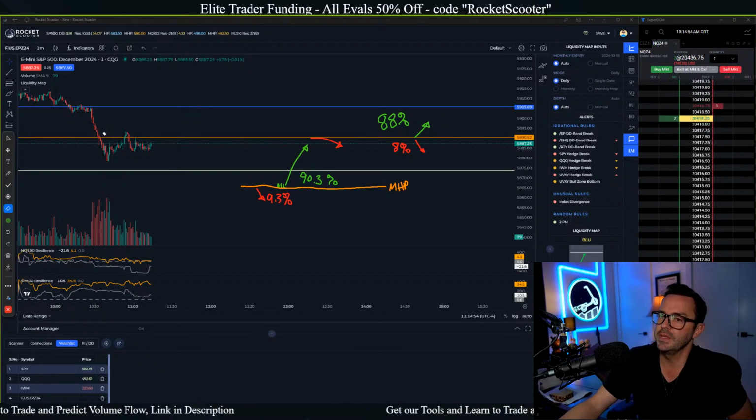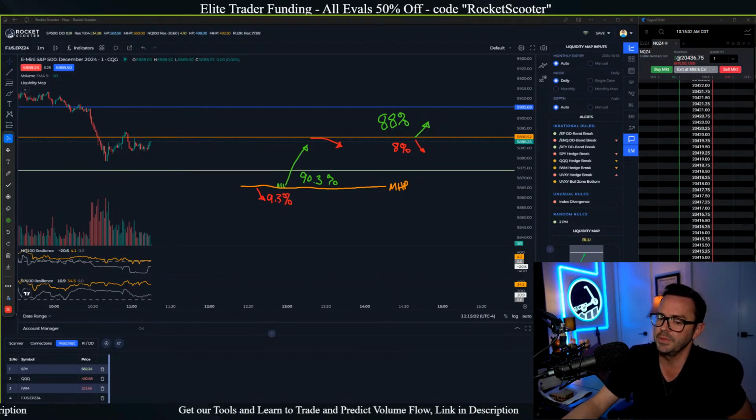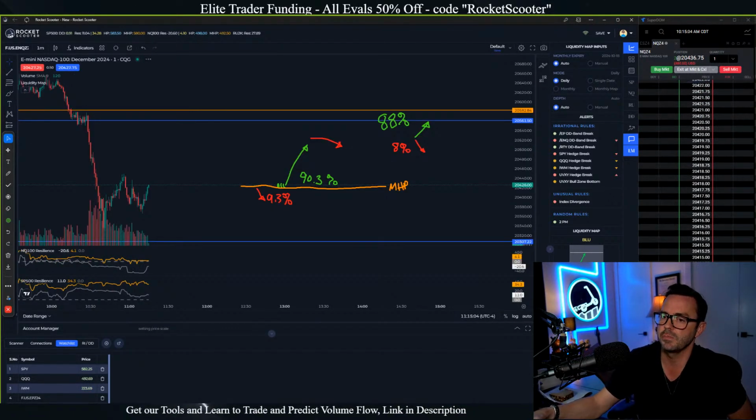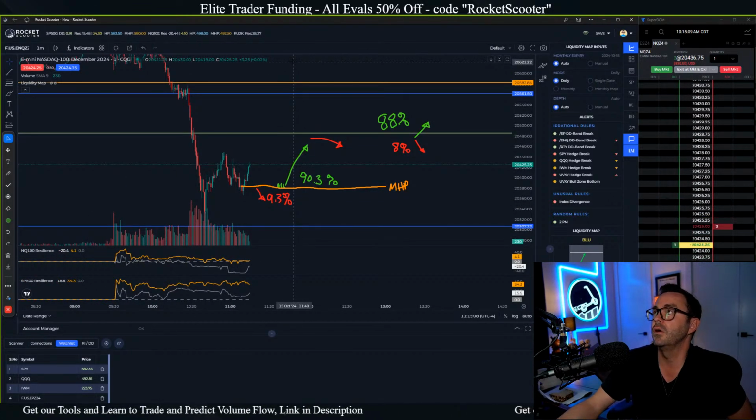So yeah, but the thing is that you have that MHP resistance down here. So the trade is basically sandwiched between these two. So he's asking me what I would do if I were taking that particular setup. To me, the love of the day all goes to Nasdaq.